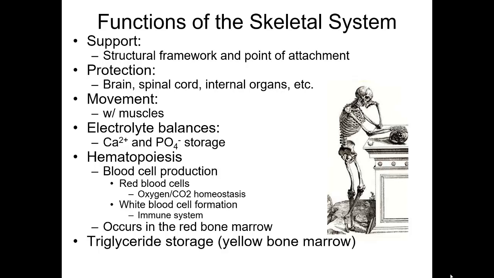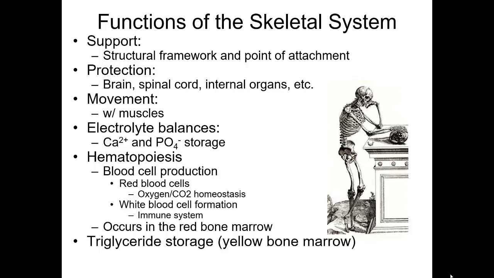And this occurs within the red bone marrow, which is the hollow part of bones. And they also help with triglyceride or fat storage, which occurs in the yellow bone marrow. So the yellow bone marrow and the red bone marrow are parts of the bone which are housed within the hollow parts of the bone, which we're going to talk about a little bit later within this lecture.